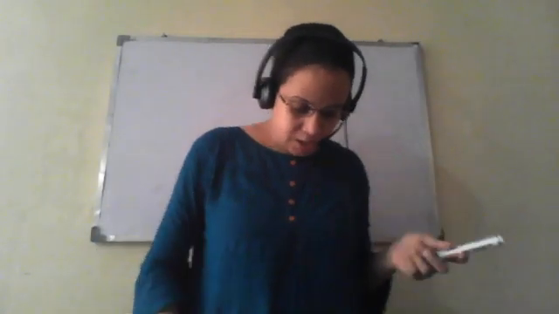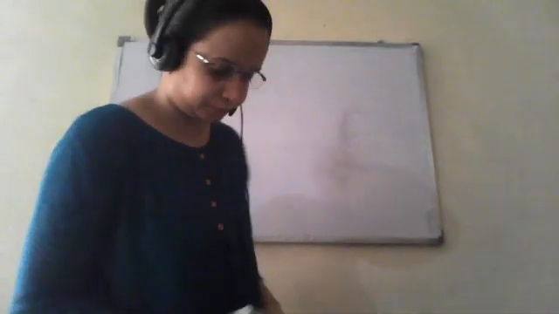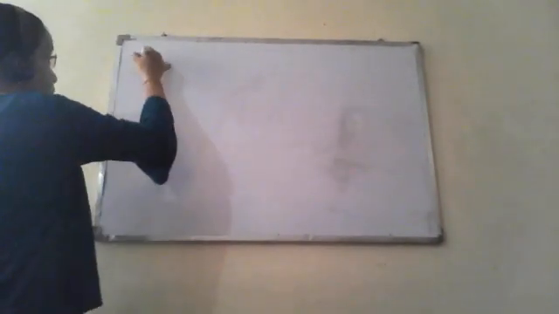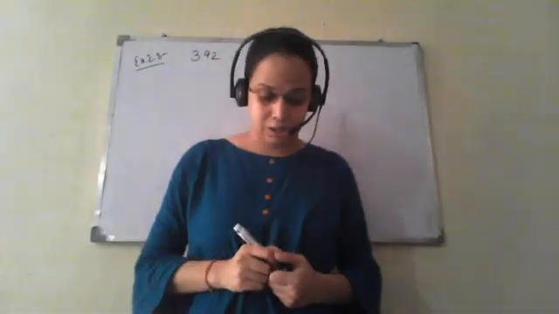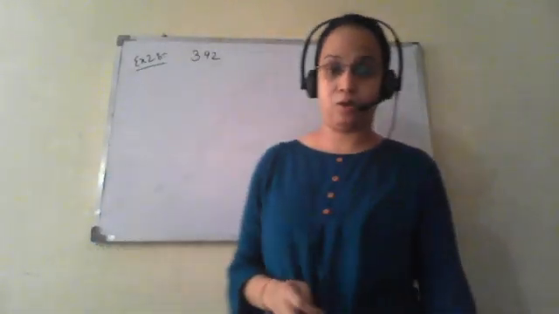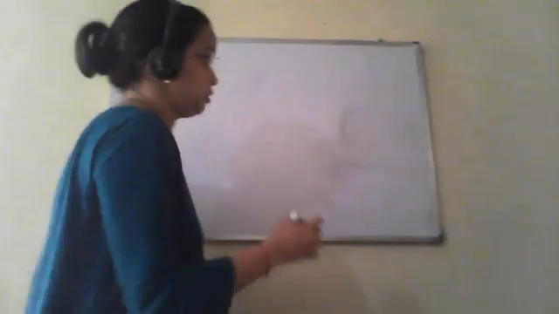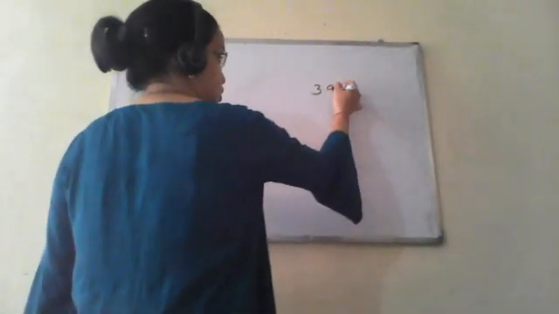Now the next example. Example 2: Is 392 a perfect cube? If not, find the smallest natural number by which 392 must be multiplied so that it is a perfect cube. So we have to check whether 392 is a perfect cube or not. We have to do the prime factorization of 392.